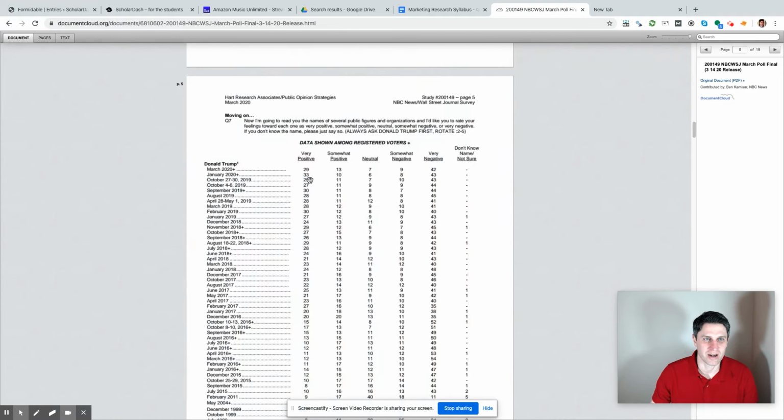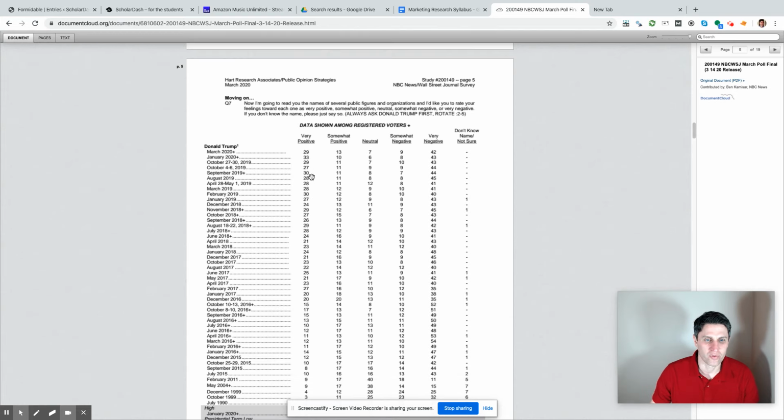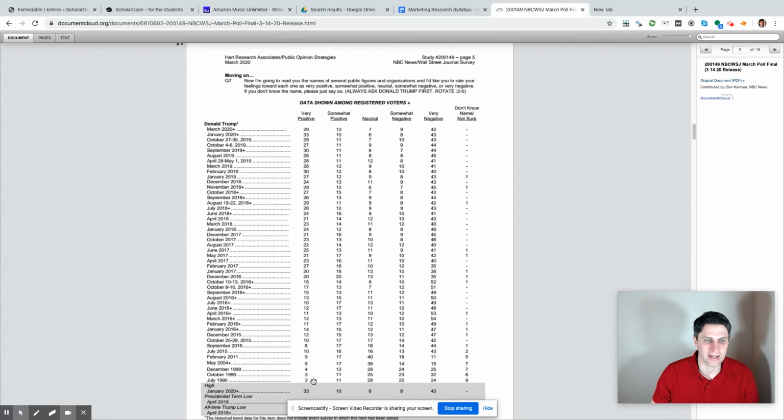So let's look at Donald Trump. For March 2020, his very positive numbers are up to 29. But if you look back to July of 1990, he was at 3. So there are a lot more people. You can see his positivity level has gone up over time. Let's see, when did he get elected? He got elected in November of 2016. So this 20 was the first post-election measure. He was at 20 and then climbed up, and he's doing pretty good now.